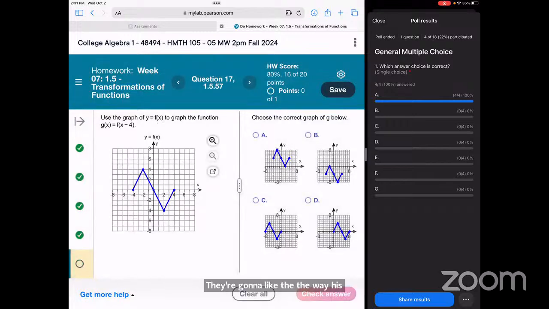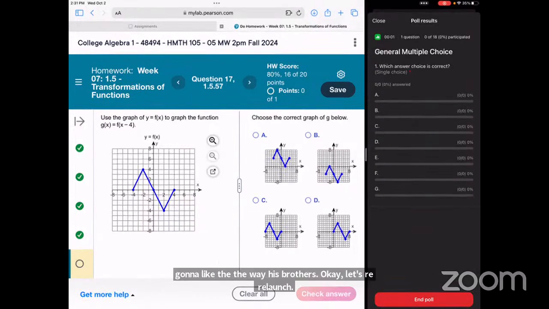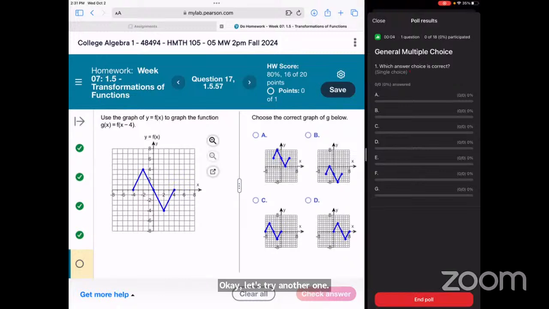Okay, let's relaunch. Let's try another one. So the original function is given. I'm going to give you some time.